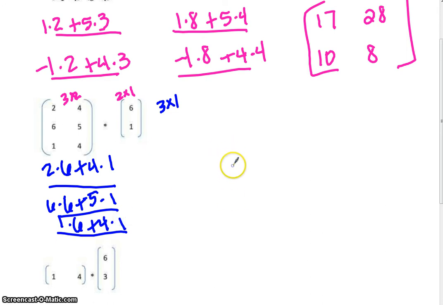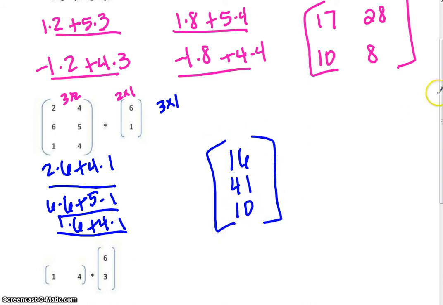So you have a 12 plus 4 is 16. 36 plus 5 is 41. And 6 plus 4 is 10. 3 by 1.